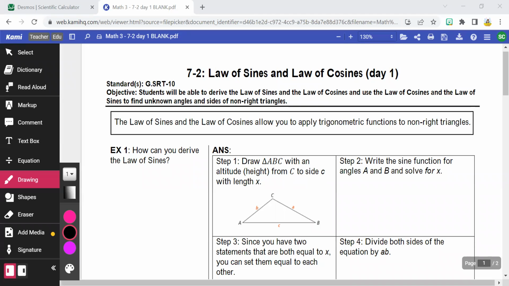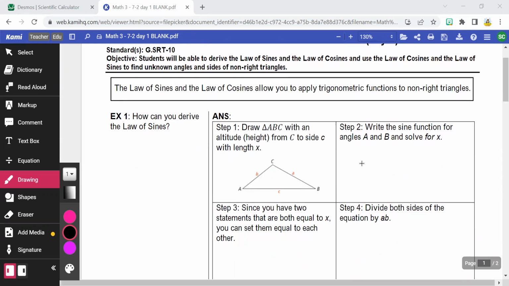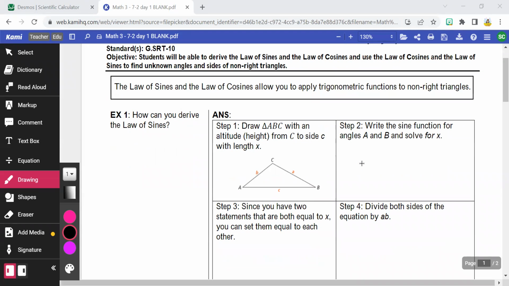In 7.2, we're going to learn the law of sines and the law of cosines. So today we're going to focus on the law of sines. This is a way that I can solve for missing sides and angles within a non-right triangle. Those are called oblique triangles.